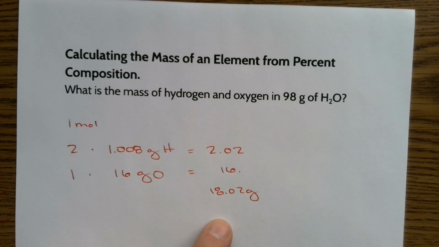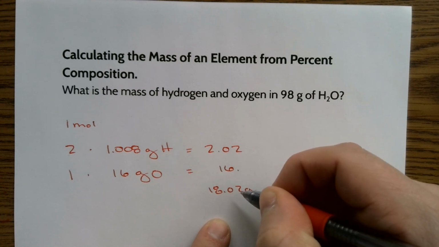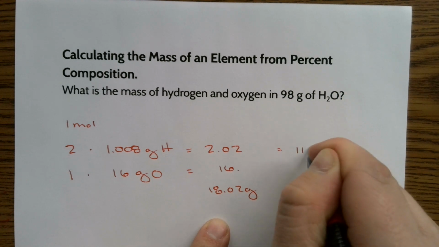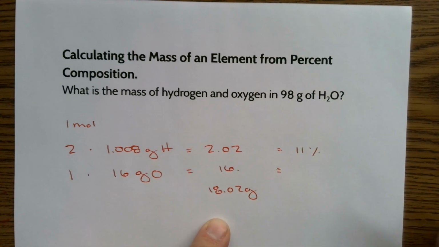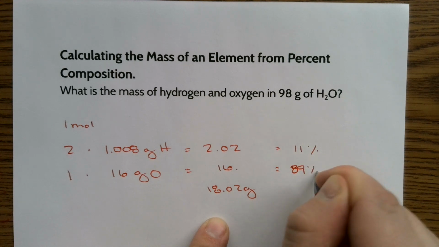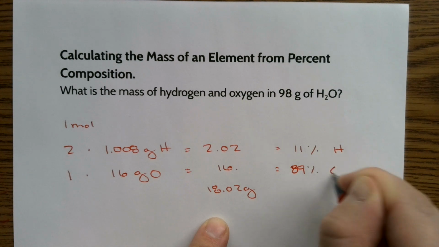And then what I'm going to do now is compare the parts to the whole. The part of hydrogen to the whole of water is about 11%, and I did this calculation in the last video. And then 16 divided by 18 is 89%. So this is 11% hydrogen and now 89% oxygen.